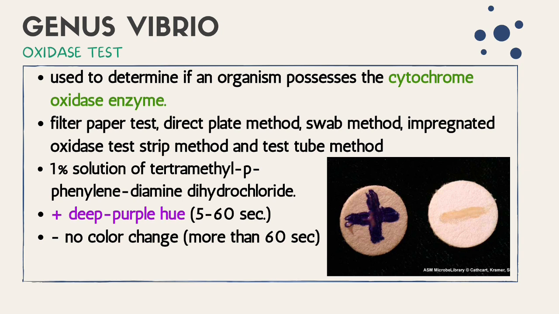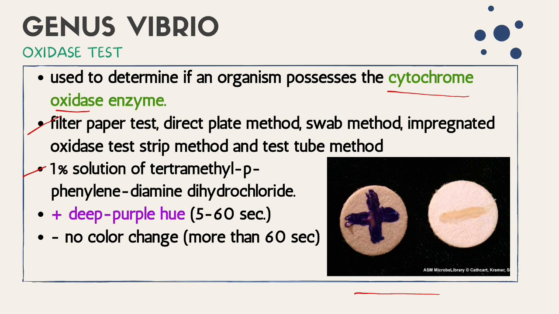So the next test is the oxidase test. This is used to determine if an organism possesses the enzyme cytochrome oxidase. There are a lot of variations of this oxidase test, and the one flashed on the screen is what we call the filter paper test. Basically, we just submerge the filter paper in a 1% solution of tetramethyl-p-phenylenediamine dihydrochloride.